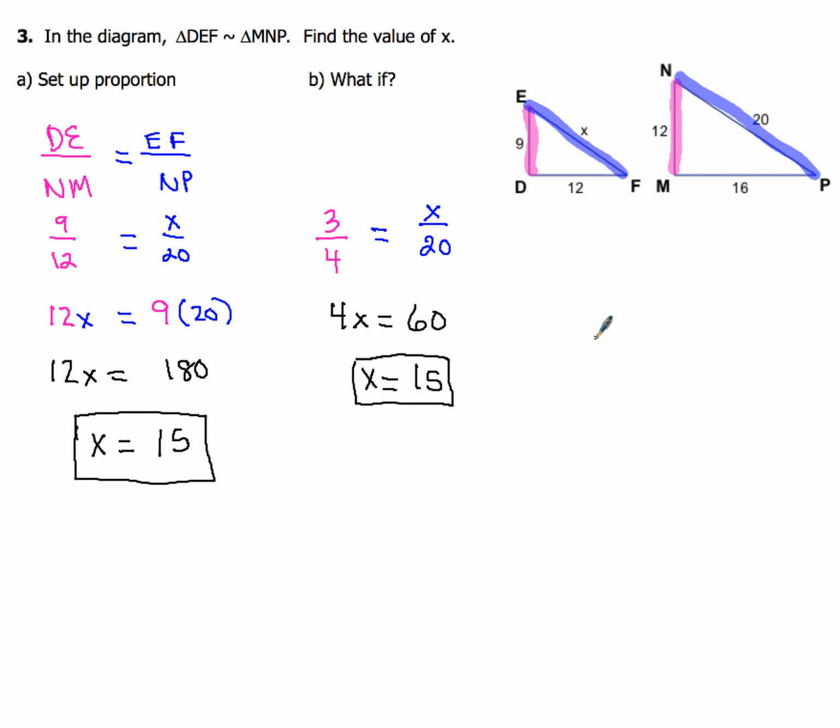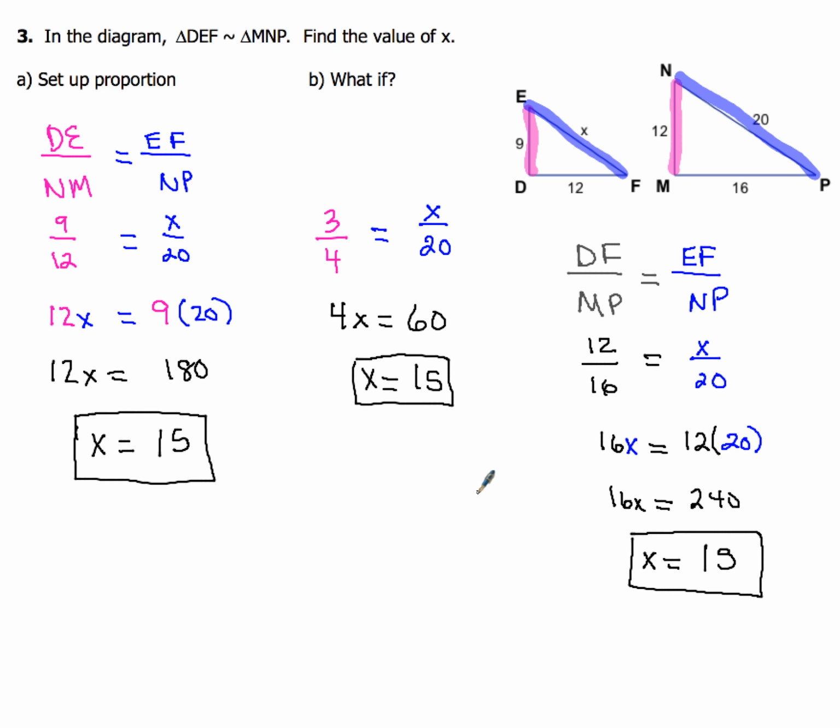So let's go ahead and set up that proportion and solve that and see if we end up with the same result of x equals 15. So check it out. When we set up our proportion, again, don't be lazy. Make sure you write the correct letters first to set up your proportion, substitute in, and then take your time, solve for x. And when you do that, you'll end up with x equals 15 again.